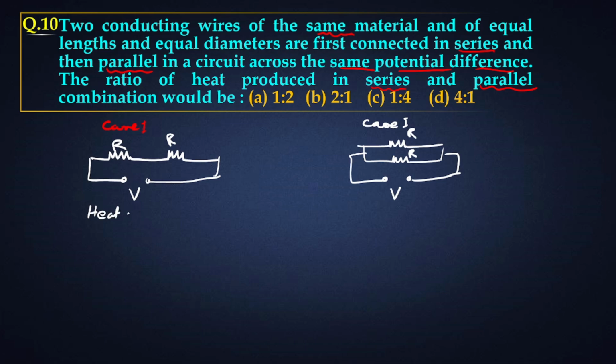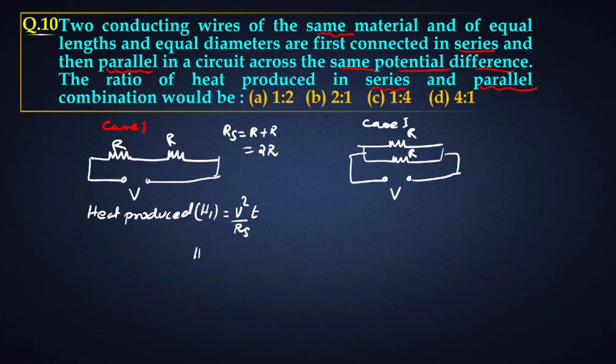Tell me, the heat produced in the first case, let me call this H1. I know that it is equal to V square by R multiplied by T. Right. So voltage is the same. And what about the resistance? In this case, both resistances are connected in series. So the resistance in series is equal to R plus R, which is equal to 2R.